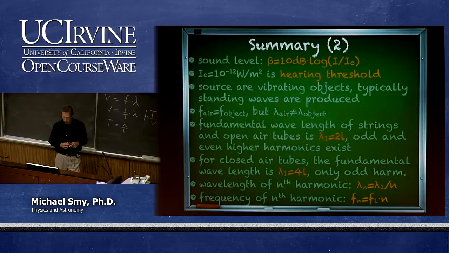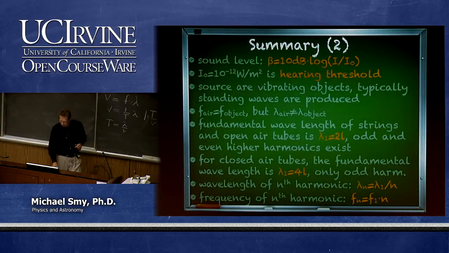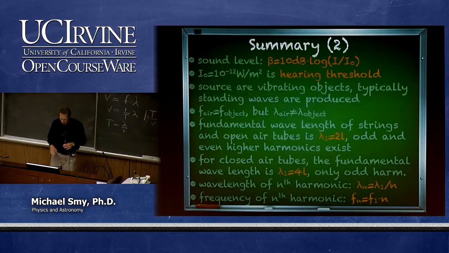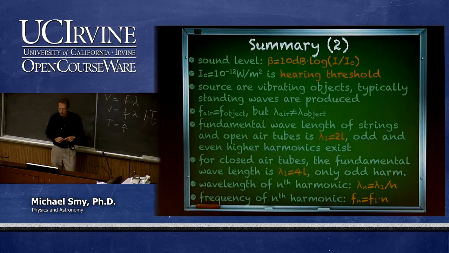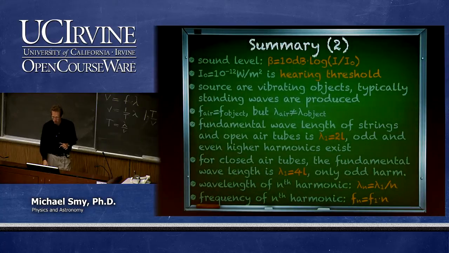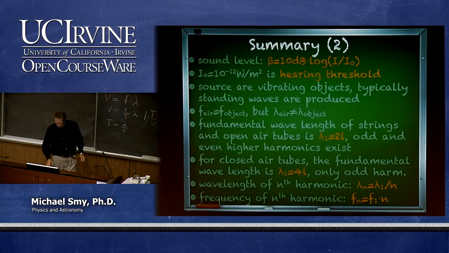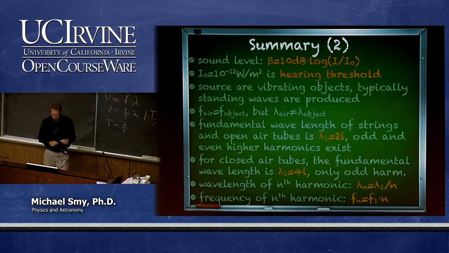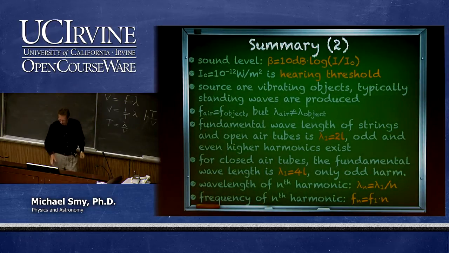The frequency of the sound wave in air is the same as the frequency of the vibrating object, but the wavelength is typically different. If the vibrating object is a string of some length, or if it's an open air column in a tube that is open on both sides, then the wavelength of the fundamental mode is given by twice the length, and then odd and even higher harmonics exist. And for closed air tubes, which means that one end is closed and the other one is open, the fundamental wavelength is 4 times the length, and only odd harmonics exist.